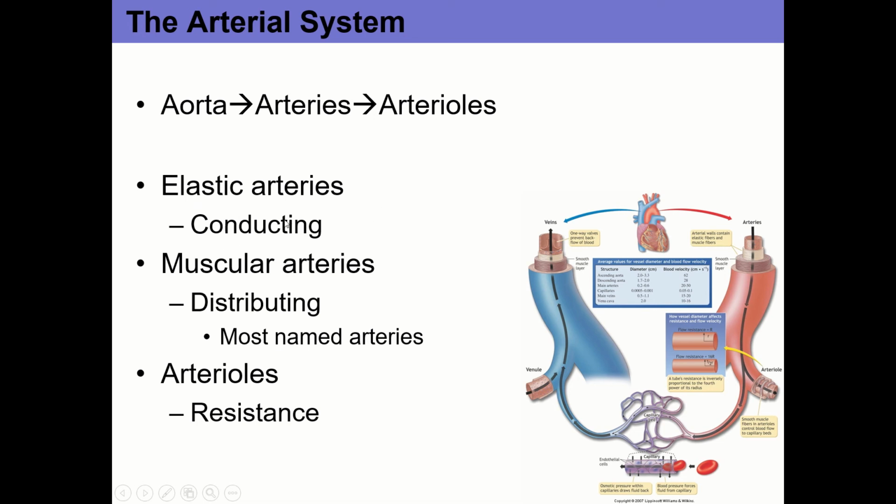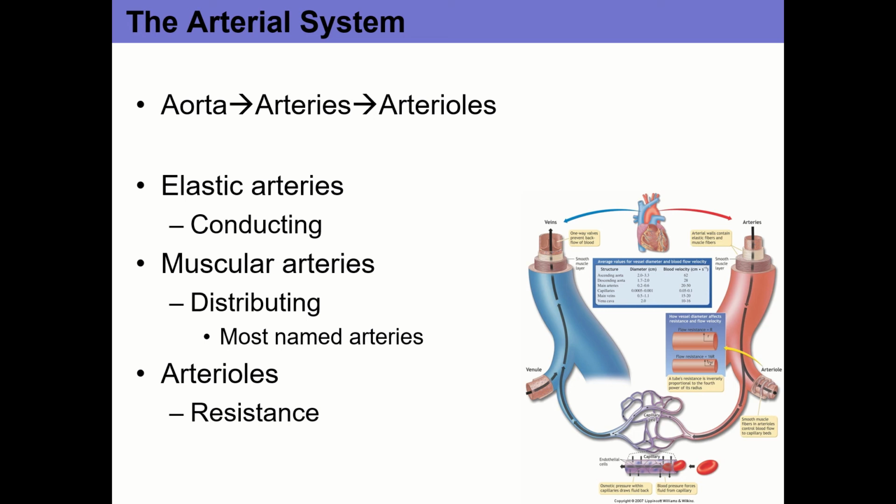So as you can see there, their job is to conduct. So again, basically they're going to have a really thick layer of smooth muscle around them, and two thick layers of elastic fibers there. And so that's going to allow them to stretch and recoil and to propel blood along the arterial side. We go from that conducting system to the muscular arteries, and those are, as you can see there, the distributing arteries. So those are going to be responsible for delivering blood to our organs.